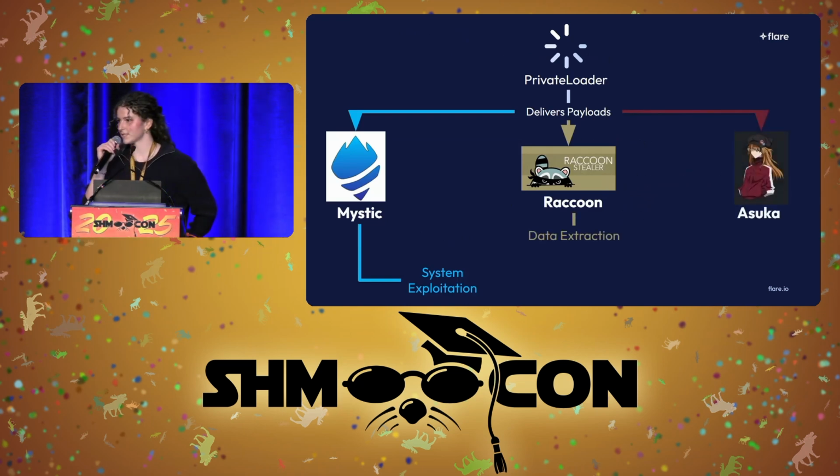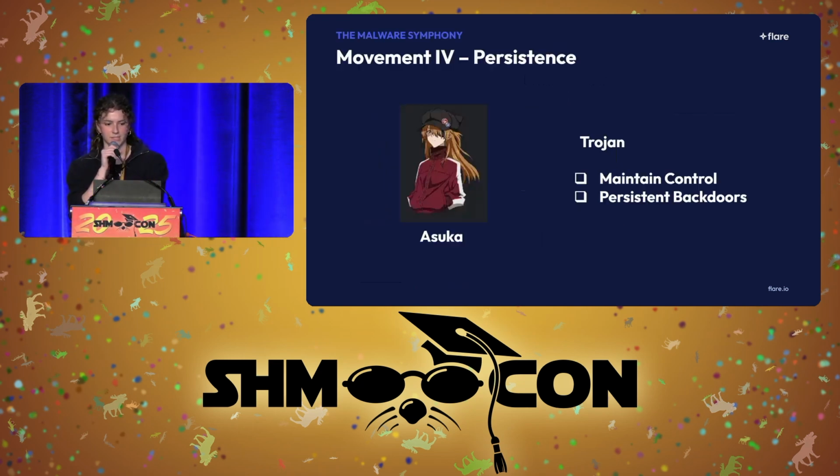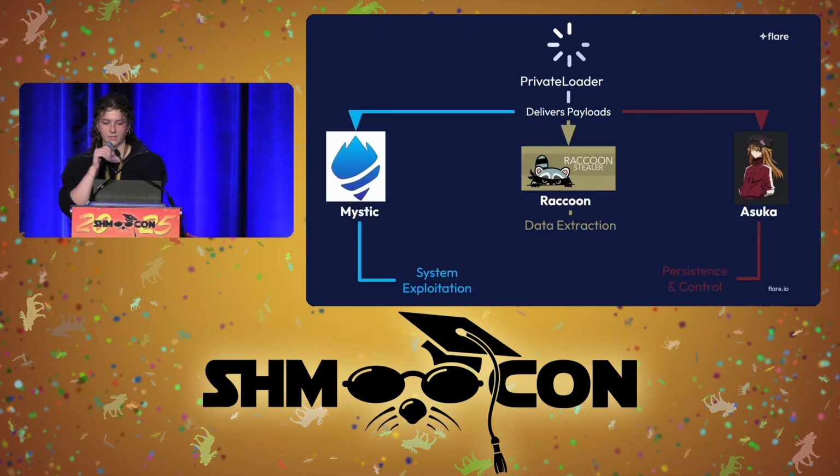Then last but not least, the fourth and last movement of the malware symphony would be to deliver the Asuka Trojans. A Trojan like Asuka is designed to deceive users by masquerading itself as legitimate software so that malicious activities can go undetected. It helps maintain control over the compromised system, could disable security features, and create persistent backdoors so that the attacker keeps access to the compromised device even when it's restarted, basically. This fourth movement was all about persistence and control.